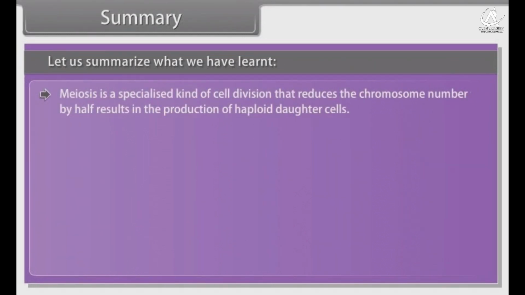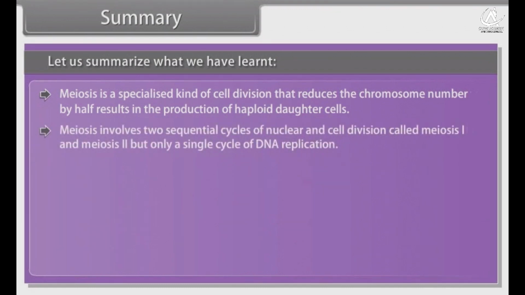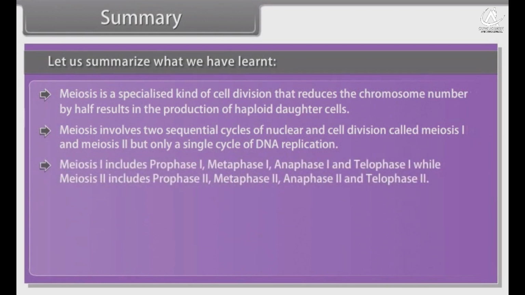Meiosis is a specialized kind of cell division that reduces the chromosome number by half and results in the production of haploid daughter cells. Meiosis involves two sequential cycles of nuclear and cell division called Meiosis 1 and Meiosis 2, but only a single cycle of DNA replication. Meiosis 1 includes Prophase 1, Metaphase 1, Anaphase 1 and Telophase 1, while Meiosis 2 includes Prophase 2, Metaphase 2, Anaphase 2 and Telophase 2.